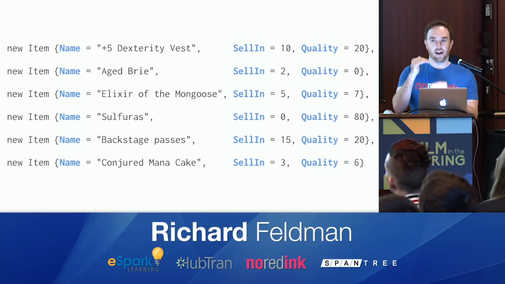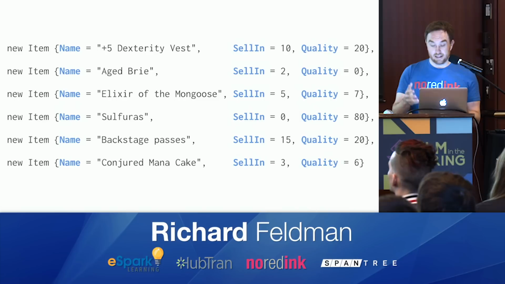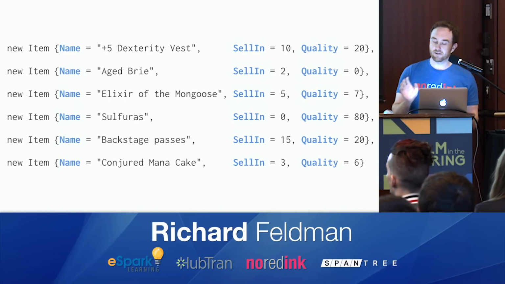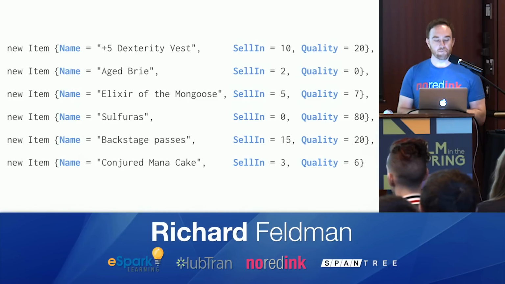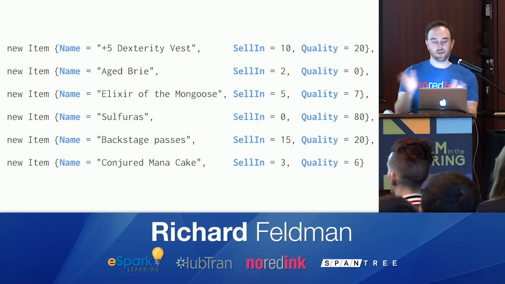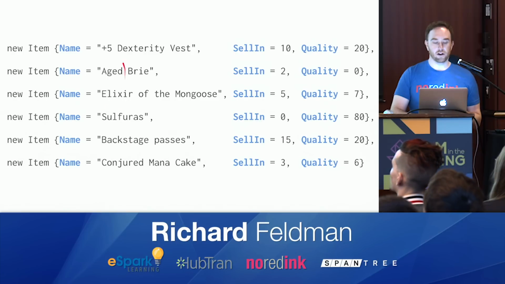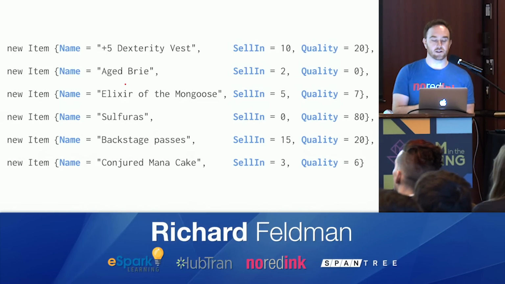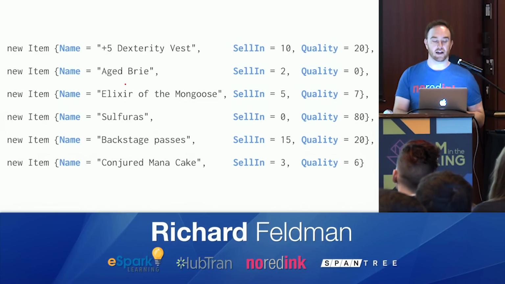Here's an example of how they initialize these things. In this code base, everything is hard-coded, not stored in a separate database. Again, questionable design decision, but here we are. It's just hard-coded, initialized values right there in the code. So we can see, for example, up here we have the +5 Dexterity Vest. This is a normal item. Aged Brie was one of our exceptions, one of our edge cases, so it's going to increase in quality over time. Elixir of the Mongoose, another normal one, despite the name.